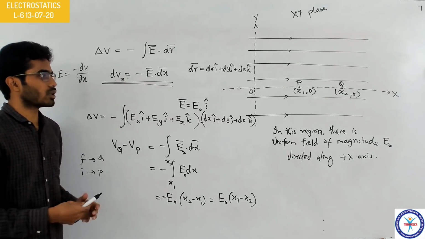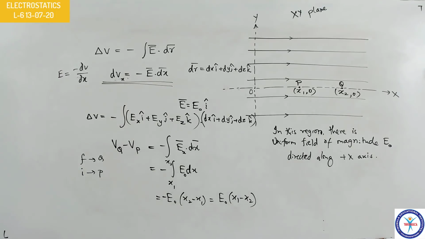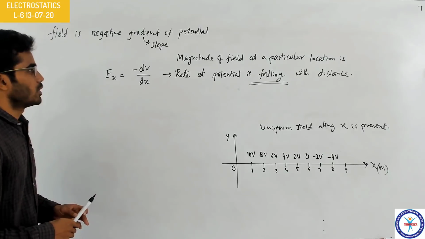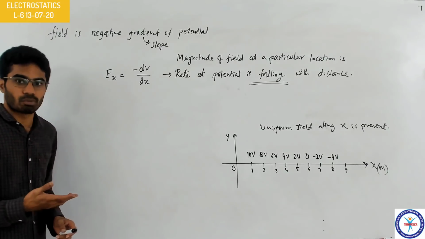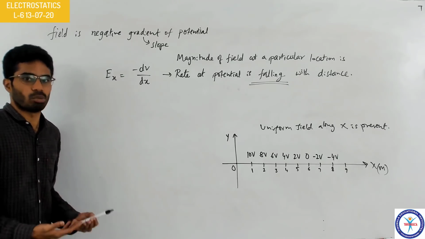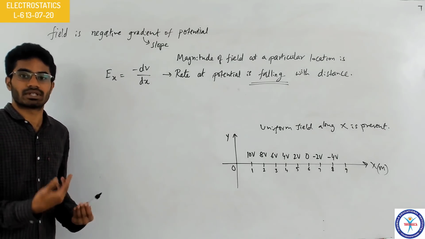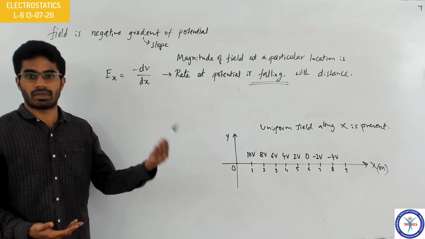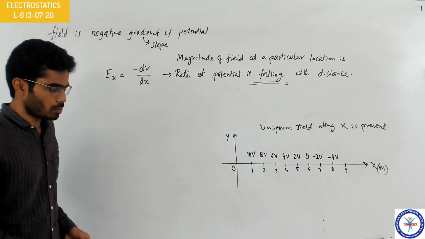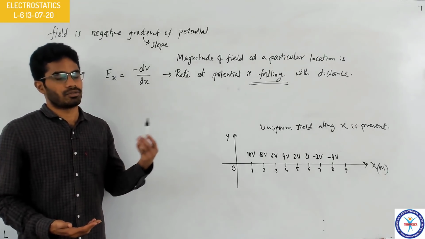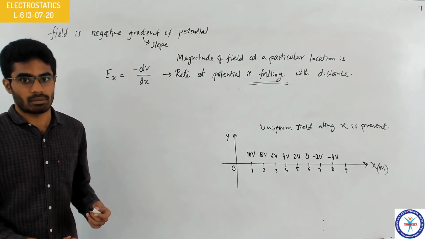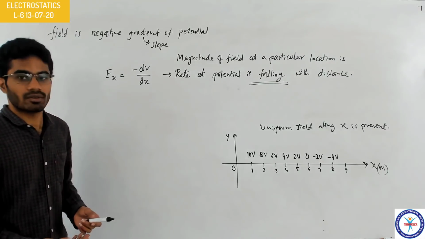Let us discuss the more physical aspect of this relation. Physically, how do we understand field and potential? By definition, field is the negative gradient of potential. Gradient is nothing but the slope with distance. You know, velocity is a derivative of position, and again you obtain acceleration by differentiating velocity, with respect to time.